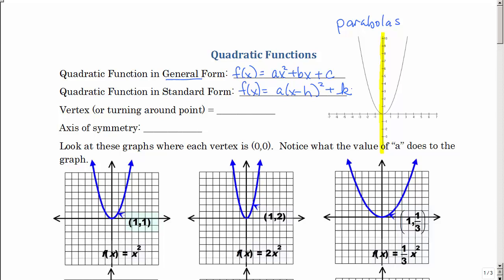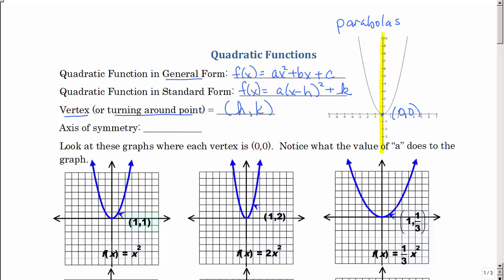You may be familiar with the letters H and K. We use those as the center of the circle. Now on parabolas, we're going to be using those same letters for the vertex of our parabola or our quadratic function. It's our turning around point. It's also the point that kind of chops it right in half. So in this instance, our vertex would be 0, 0.